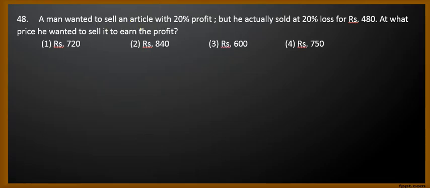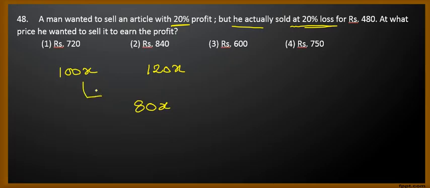A man wanted to sell an article at 20% profit, but he actually sold at 20% loss for 480 rupees. At what price did he want to sell it to earn the profit? Assume the cost price is 100x. He wants to get a profit of 20%. Actually he has to sell it for 120x, but what happens? He sold at a loss of 20%. So he sold at 20% loss, so minus 20 on this, so 80x. He sold it for 80x, which equals 480 given in the question.